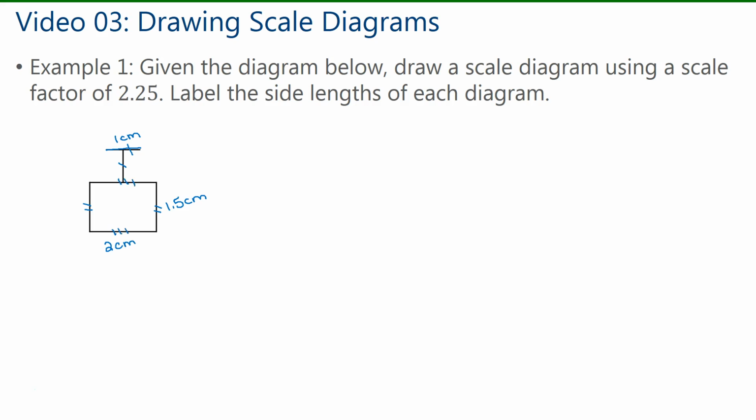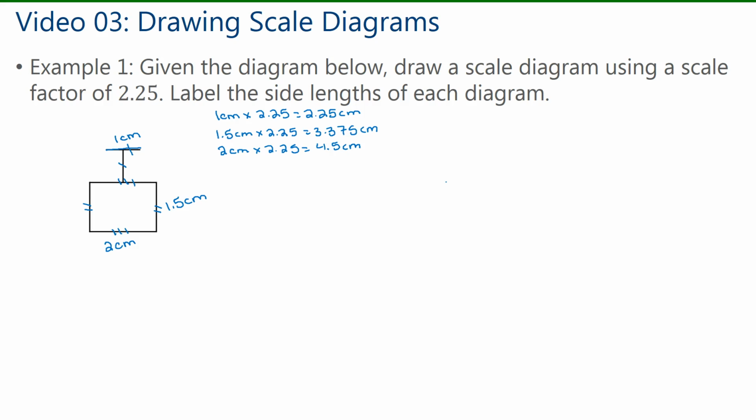So now to draw the scale diagram, I need to multiply each of these measurements by the scale factor 2.25. So 1 centimeter times 2.25 is 2.25 centimeters. 1.5 centimeters times 2.25 is 3.375 centimeters. And then 2 centimeters times 2.25 is 4.5 centimeters.